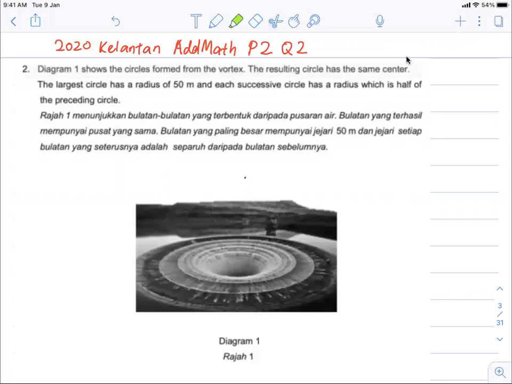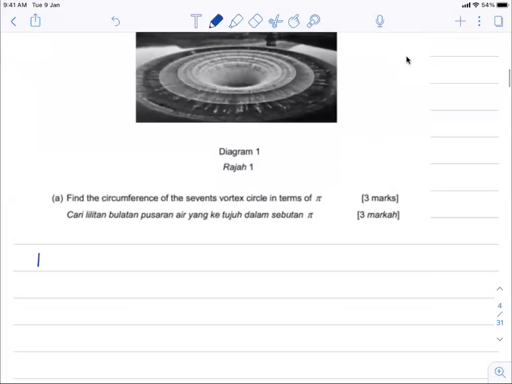So for this question, we first identify the key information, which is all the numbers in the question: radius of 50 meter, and it also says successive circle, half of preceding circle. In other words, this means that is the radius of the circle.